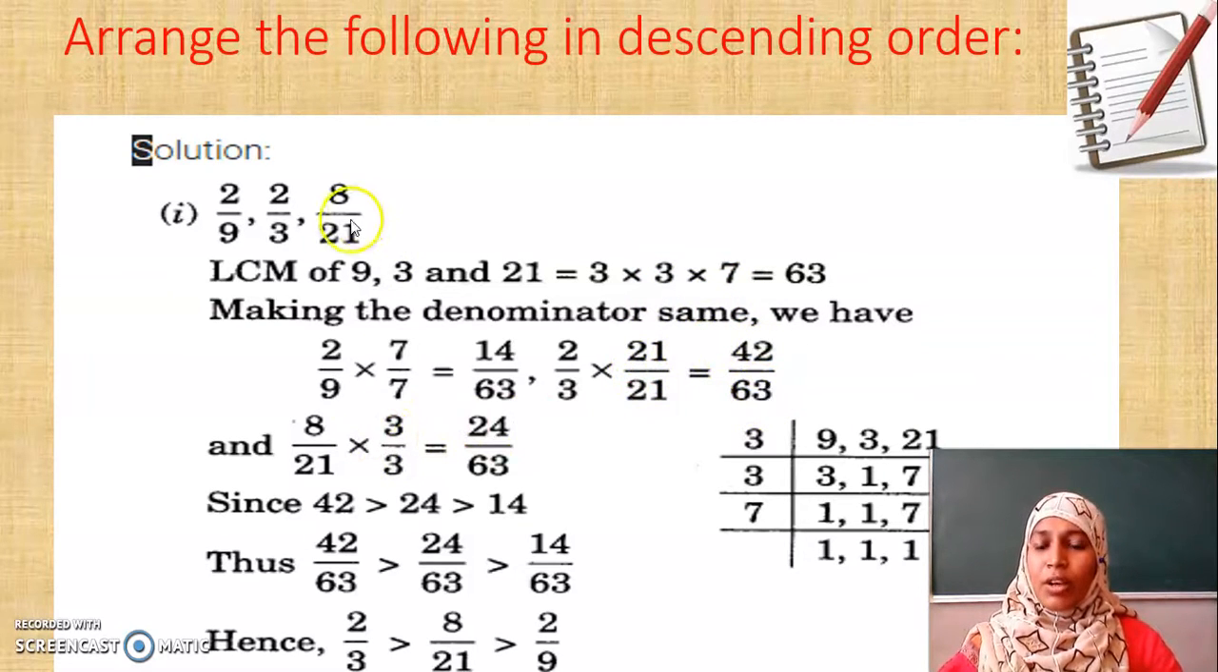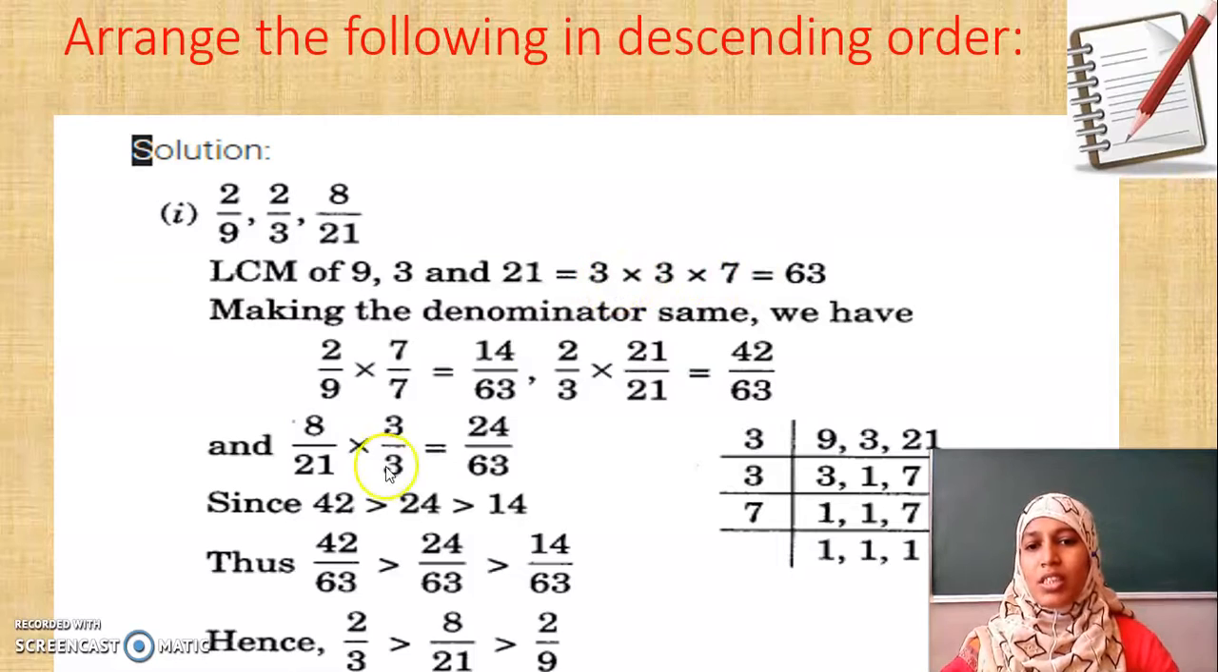Similarly, I have to find the equivalent fraction for 8 by 21. 7 3s are 21. Leave out the 7 3s are 21. So remaining is 3. So multiply and divide by 3. So we get 24 by 63. Now I have to compare 14, 42 and 24. These are the 3 equivalent fractions. So if I compare this, I get 42 by 63 is greater than 24 by 63 is greater than 14 by 63.